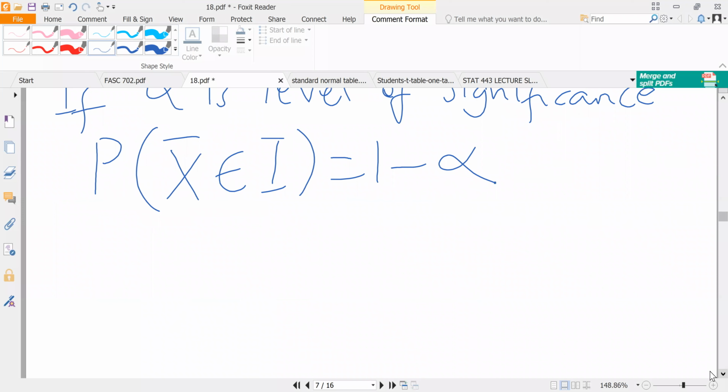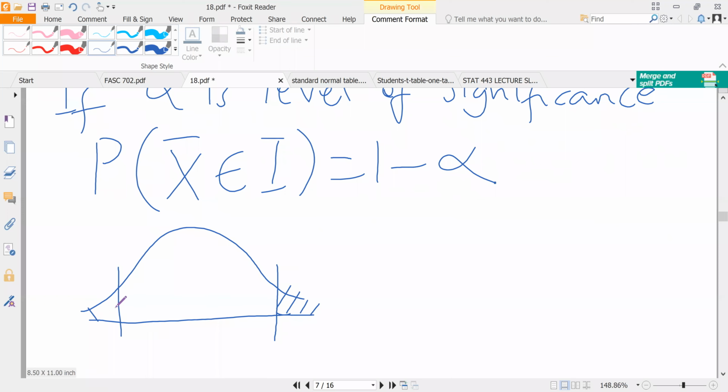Now, in estimating these intervals, we can use a two-tail approach, or we can use a one-tail approach. If we use a two-tail approach, what that will imply is that we are considering a curve of this form, and we have these two tails being the rejection regions.